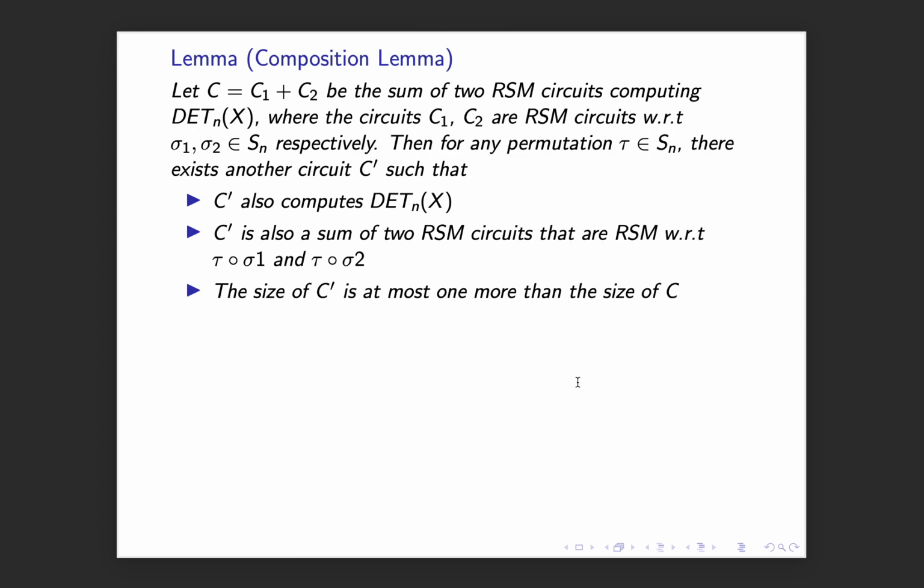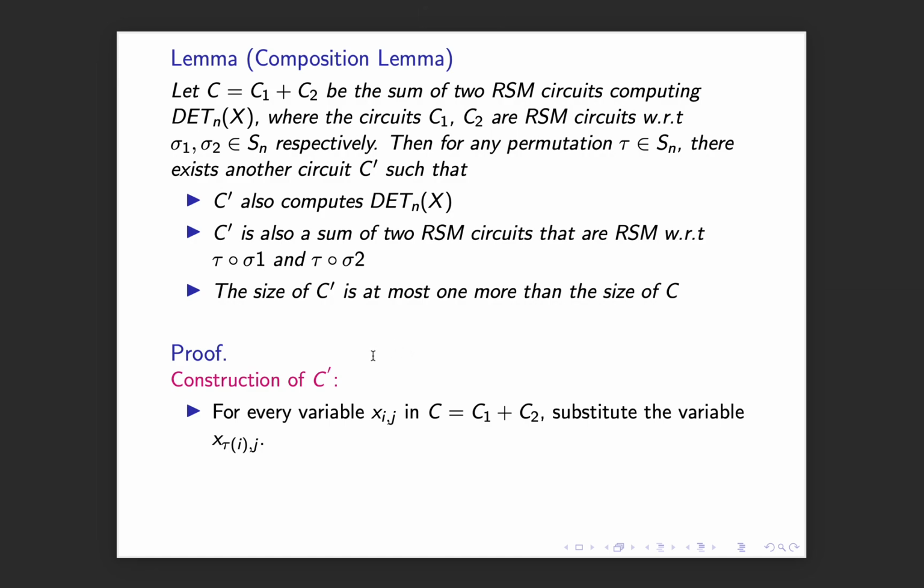Let's look at the composition lemma. So we have C, which is a sum of two RSM circuits, C1 and C2, computing the degree n determinant. Now, for any permutation tau in Sn, there exists another circuit C prime such that C prime also computes the degree n determinant. C prime is also a sum of two RSM circuits that are RSM with respect to tau composed with sigma 1 and tau composed with sigma 2. And the size of C prime is at most 1 more than the size of C.